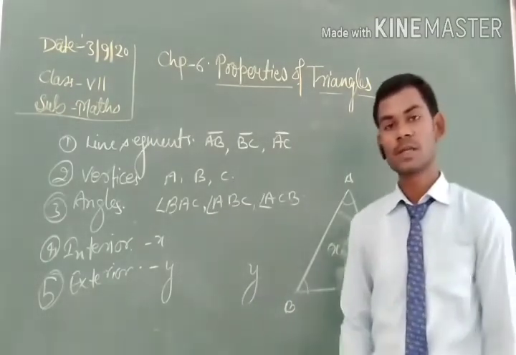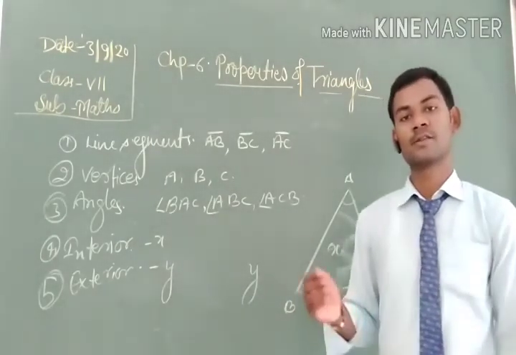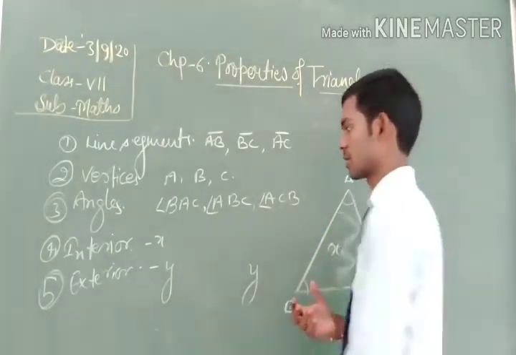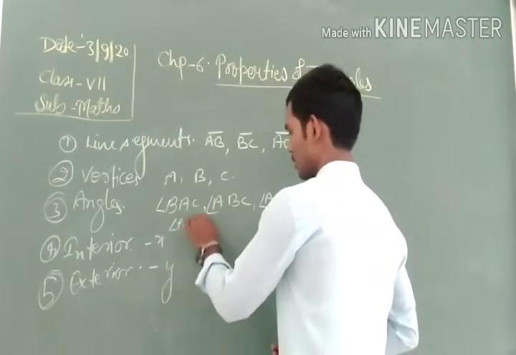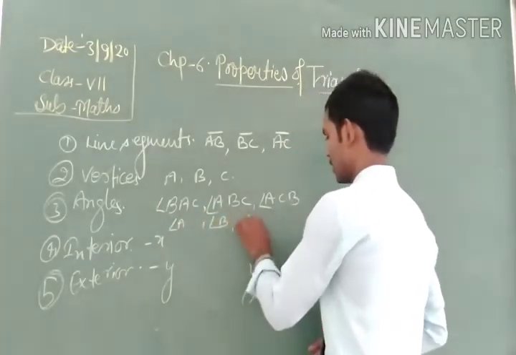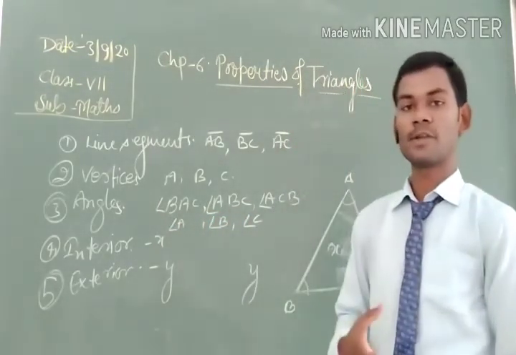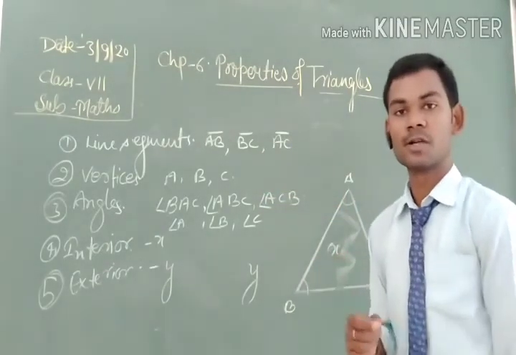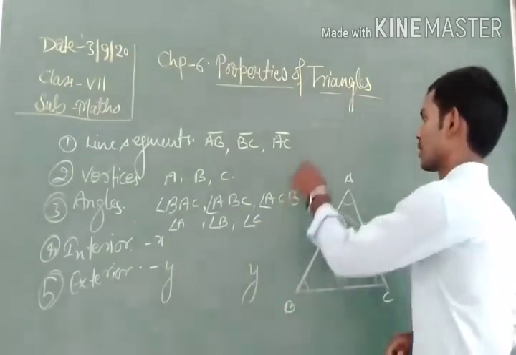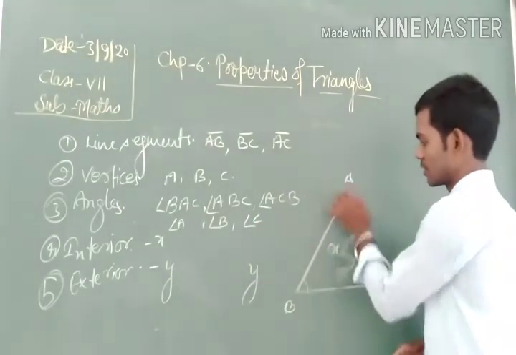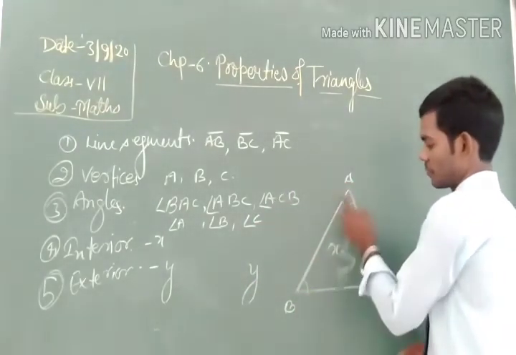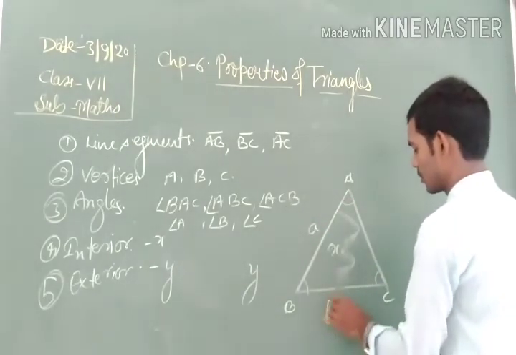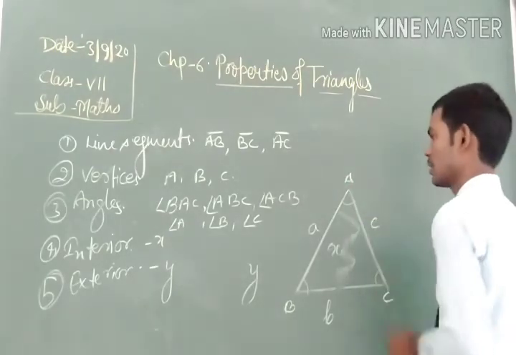As we know, we can represent an angle in many ways, like with one letter: angle A, angle B and angle C. Similarly, sometimes the sides are also represented by small letters of the English alphabet. Like if this is the line segment AB, then we represent it by the small letter a, and this line segment is represented by b, and this line segment is represented by c.